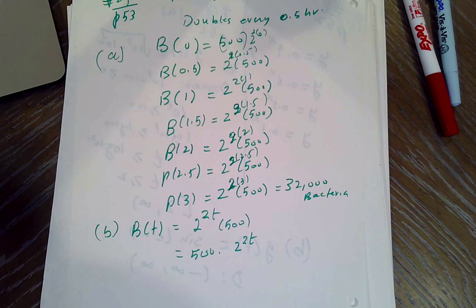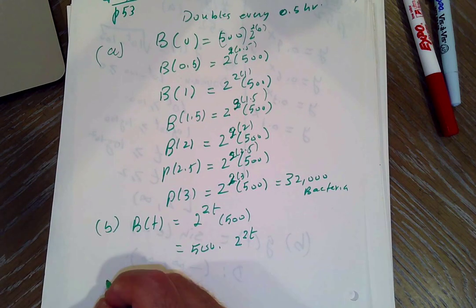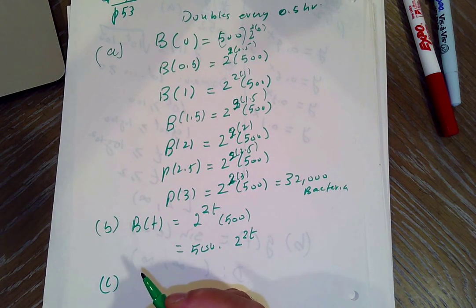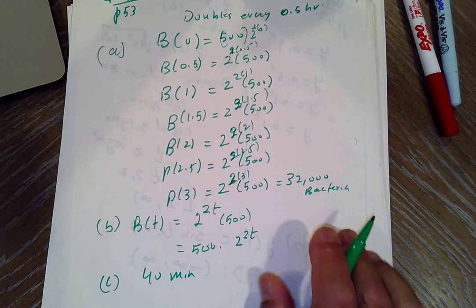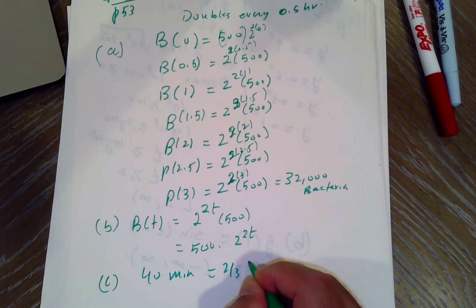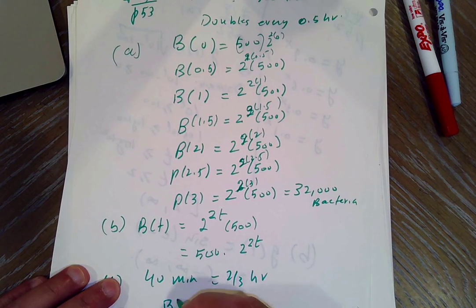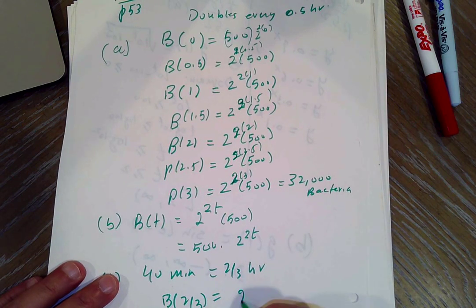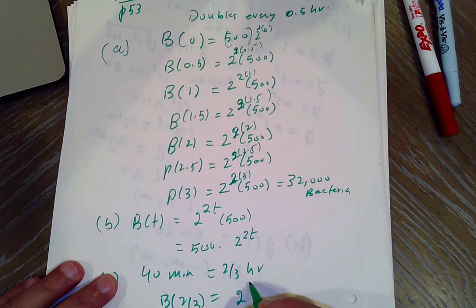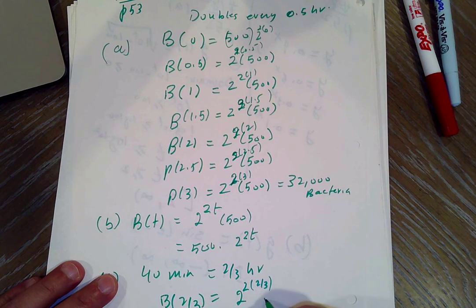How many bacteria are there after 40 minutes? So 40 minutes is 2/3 of an hour. So B of 2/3, if you plug it in, it's going to be 2 to the power 2 times 2/3, times 500, which is 1260 bacteria.